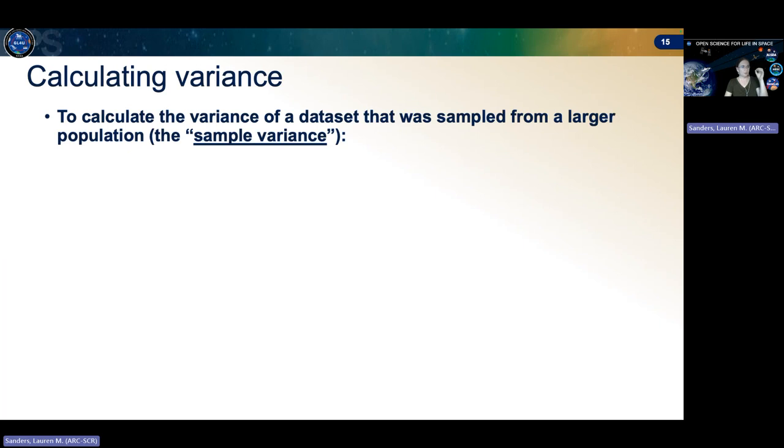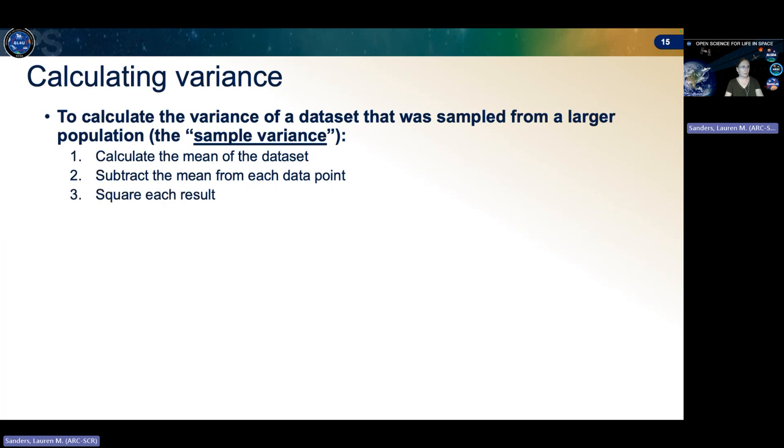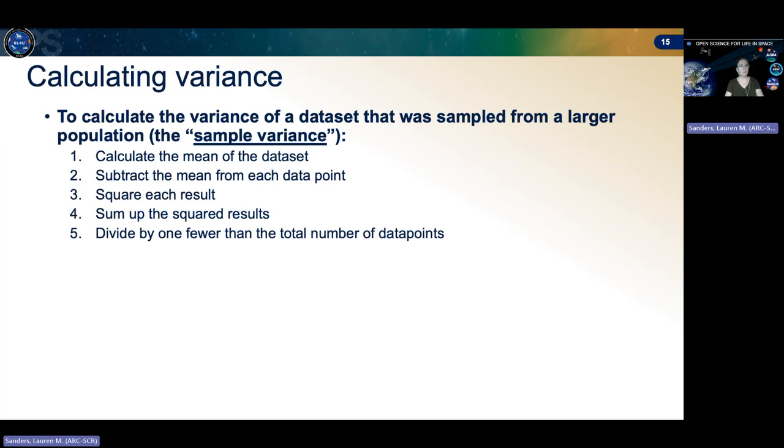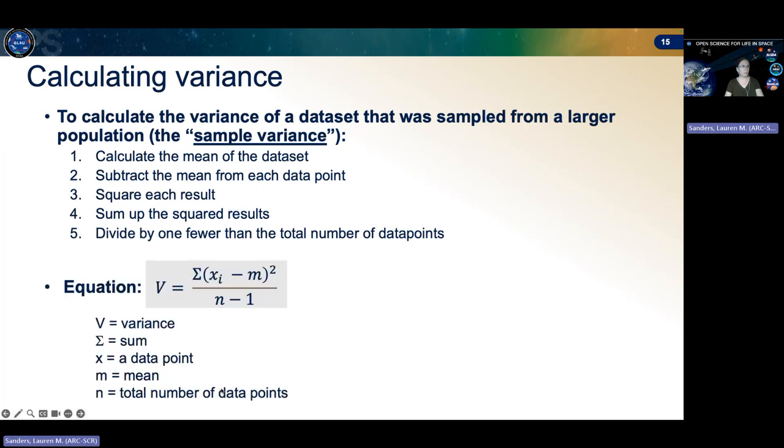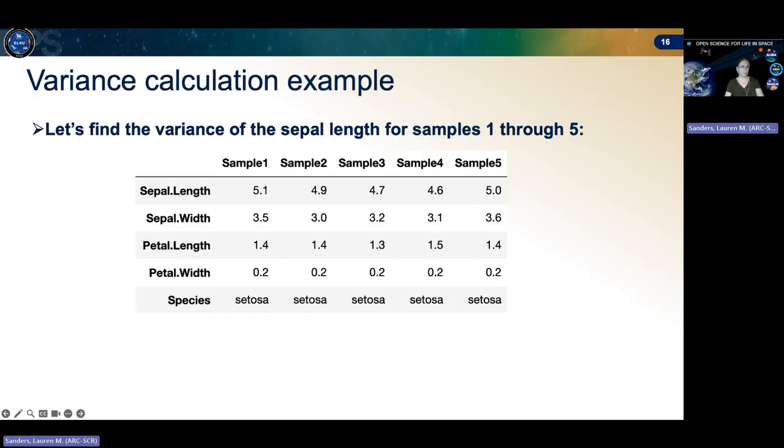So in order to calculate the variance of a data set that was sampled from a larger population, we call this the sample variance. And there are a few steps here. So first we calculate the mean of the data set. We then subtract the mean from each data point, square that result, sum up the squared results, and divide by one fewer than the total number of data points. So the equation for variance looks like this, where V is variance. Again, capital Greek sigma is a sum. We're summing up the data point minus the mean, squaring that result, and summing it up, and then dividing by one fewer than the total number of data points.